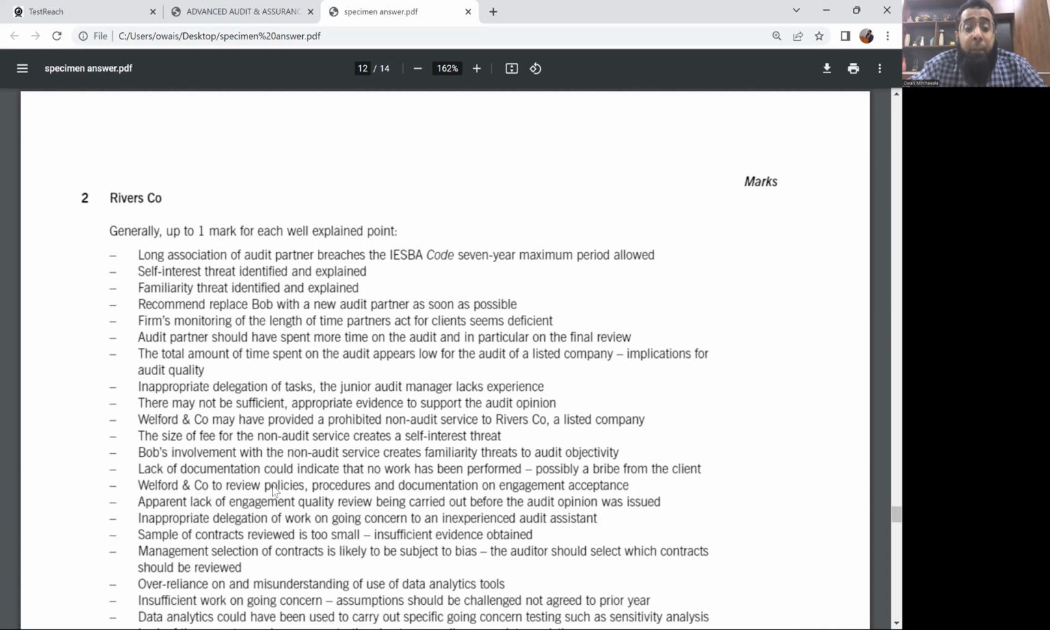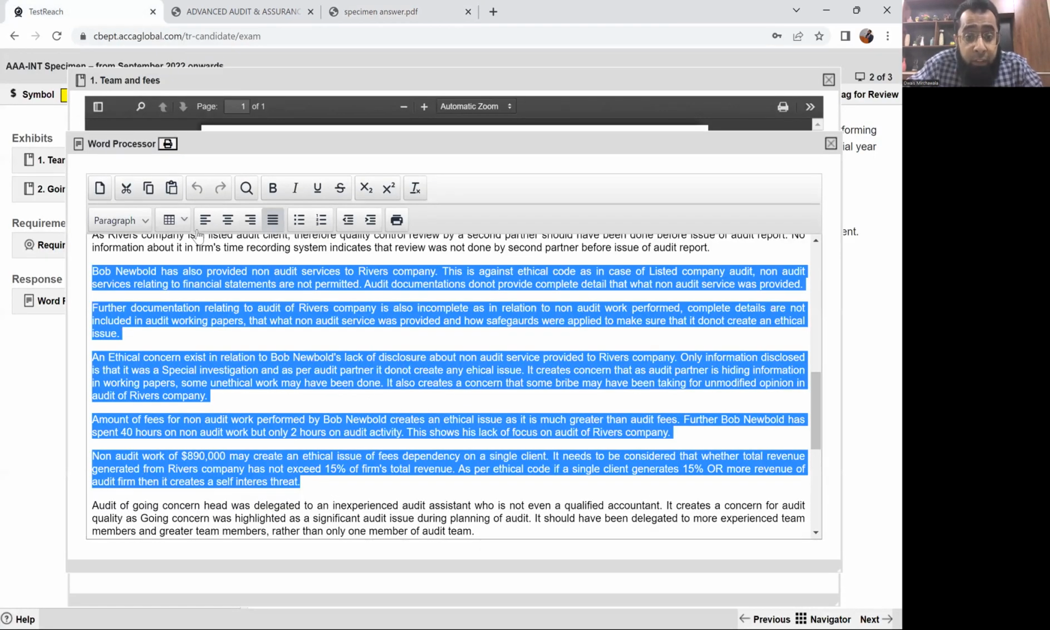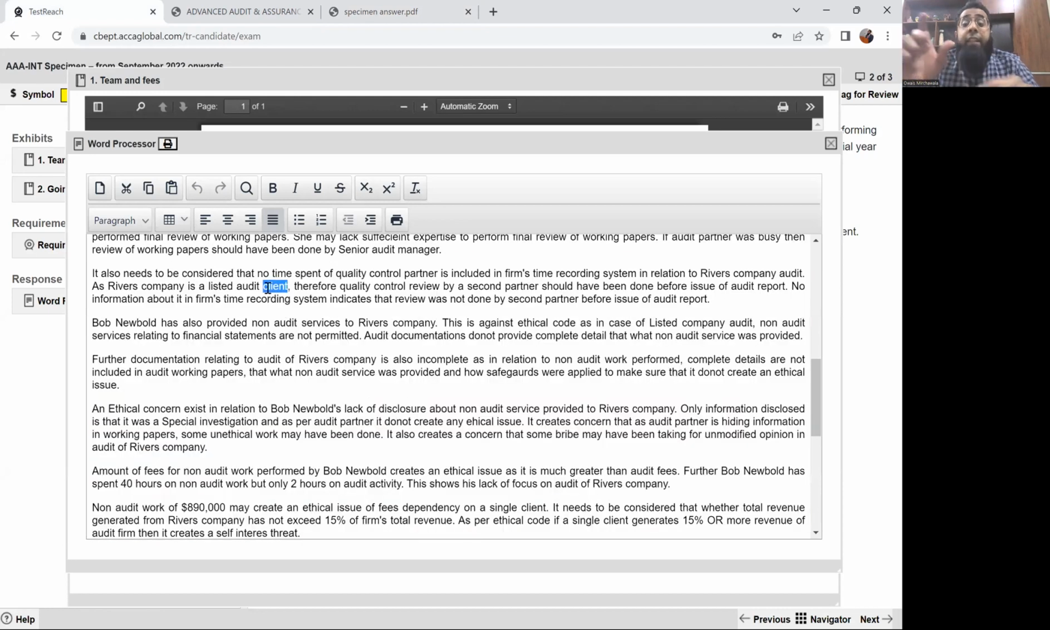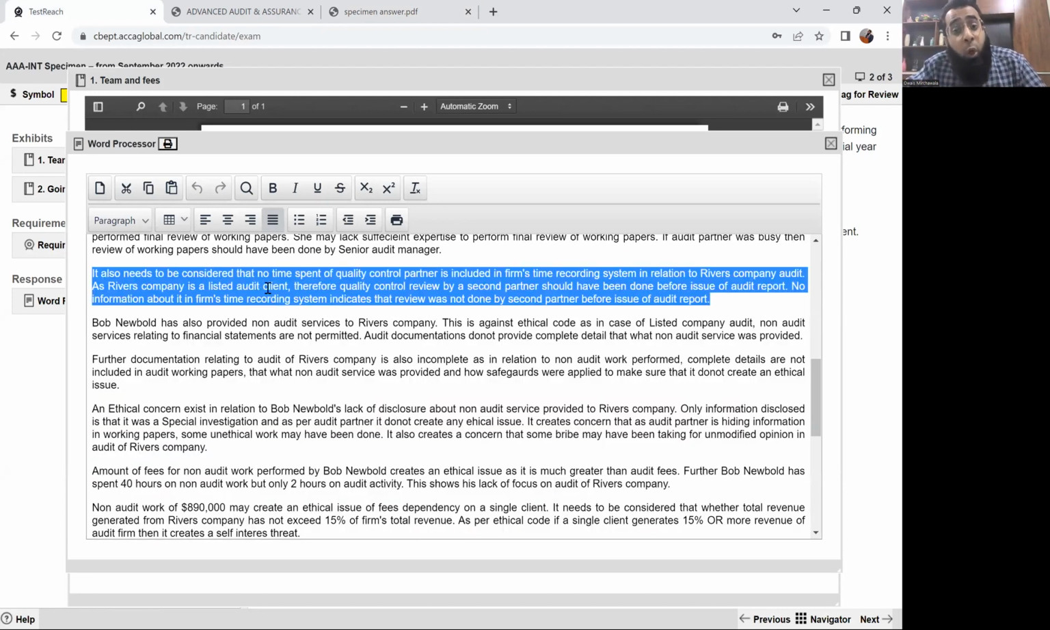Welfare company to review policies, procedures, and documentation on engagement acceptance, that's why these engagements are getting accepted. Welfare company to review policies, apparent lack of engagement quality review being carried out before the audit opinion was issued. We wrote this point earlier, that there was no quality partner review. If you remember, we wrote this point when we were writing the point relating to the time spent, that there was no quality control partner review being done.